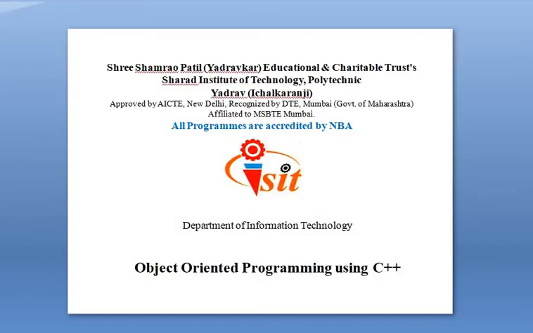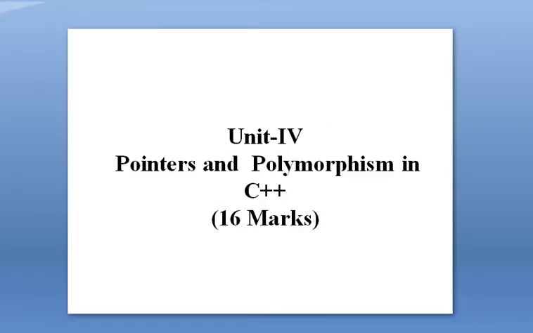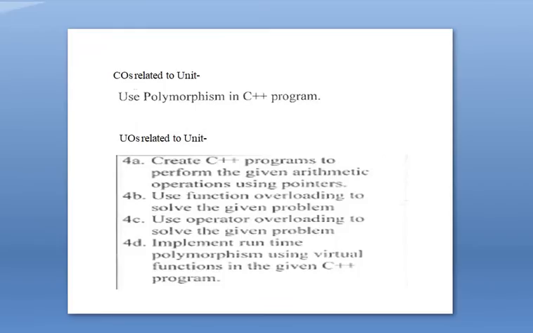This is the lecture of Object Oriented Programming using C++, and we have started our fourth unit, that is pointers and polymorphism in C++. This unit has 16 marks. The course outcome related to this unit is to use polymorphism in C++ programs, and these are the unit outcomes related to this unit.